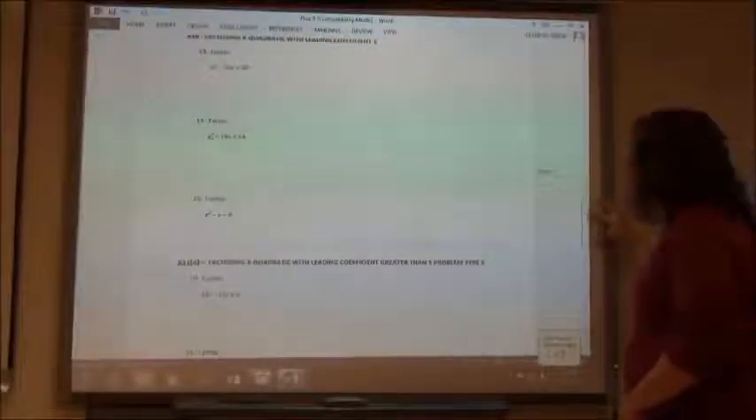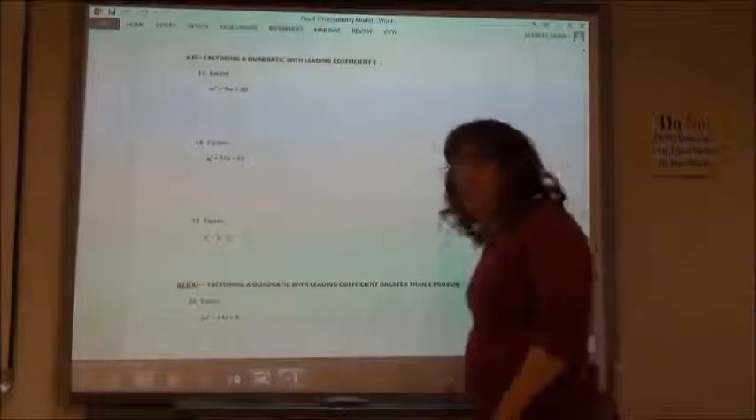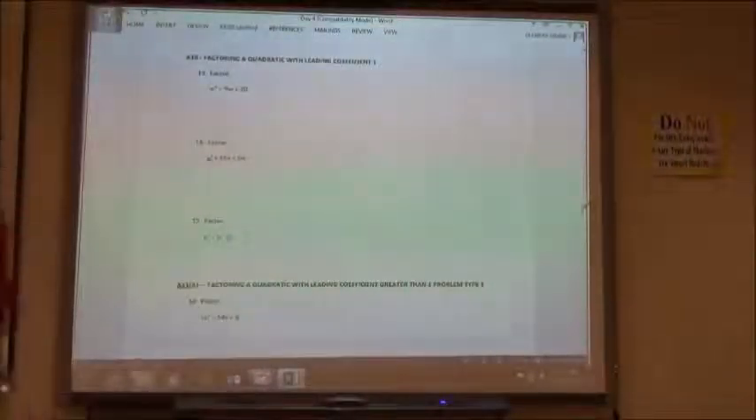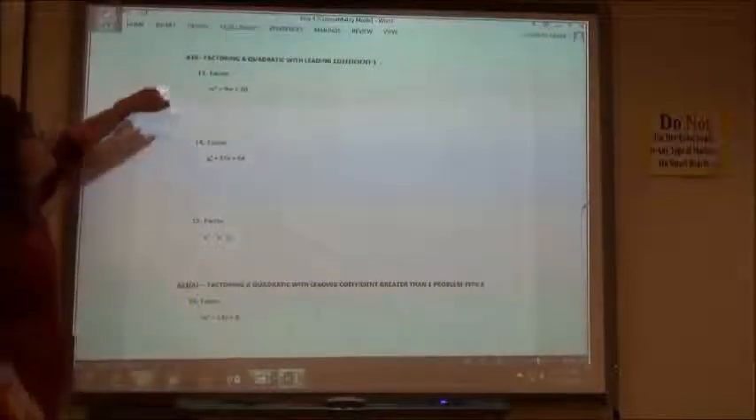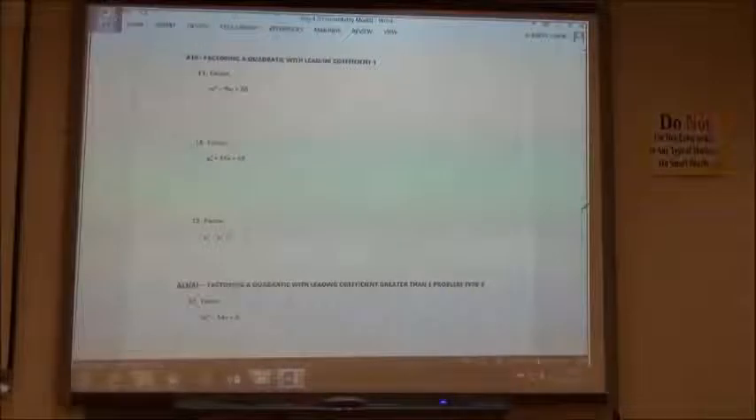And then we get to factoring. It says a quadratic with leading coefficient of 1. Quadratic expression just means there's the ones with the squared term. Leading coefficient of 1 means we don't see that number out in front of our variable on that first one.